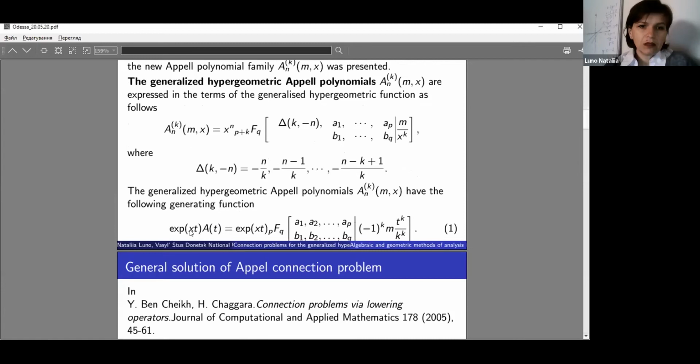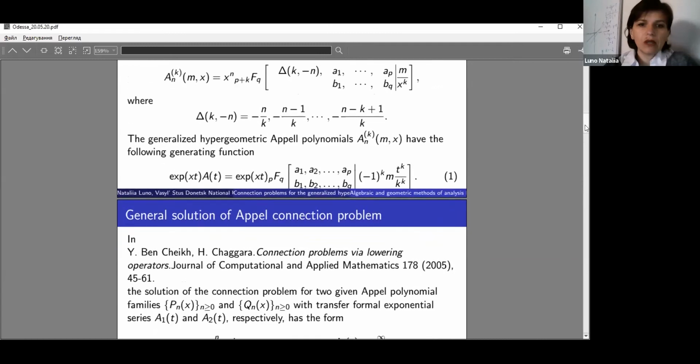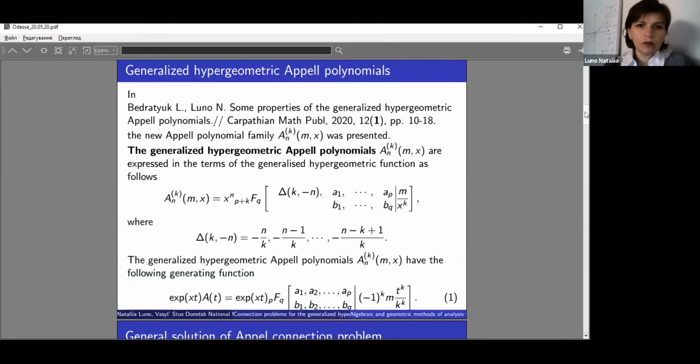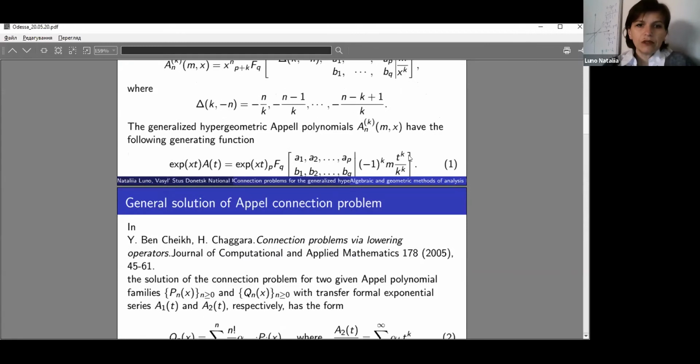When we multiply the exponent of x and t by the series A of t, the generating function of the Appell polynomials was found in the article shown here. And this generating function has form 1.